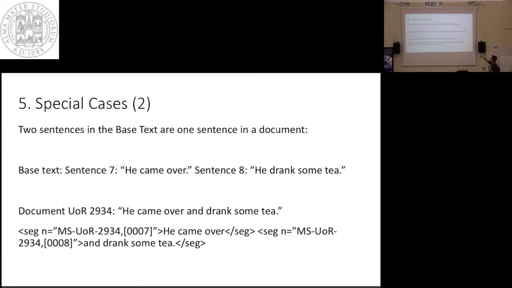Same as the opposite. "He came over" is sentence 7 in the base text, and sentence 8 is "he drank some tea." And in the early version, it's "he came over and drank some tea." Then we split them up. This is the advantage of XML. It's in the cellars. You don't see anything in your exhibition, so to speak. So you don't see anything of what you do here.